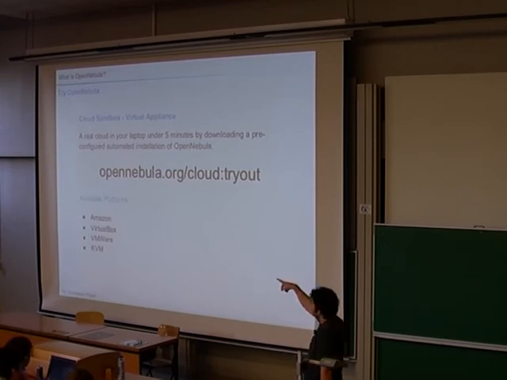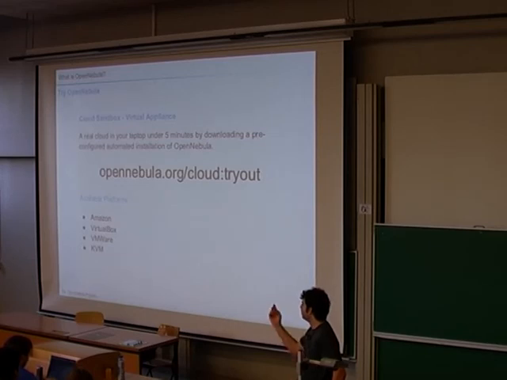Now, this is what you need to do to download OpenNebula and try it. You go there and you can download 3 appliances, or go to the Amazon one and use it. It will be already ready and running, with TTY Linux inside of it.